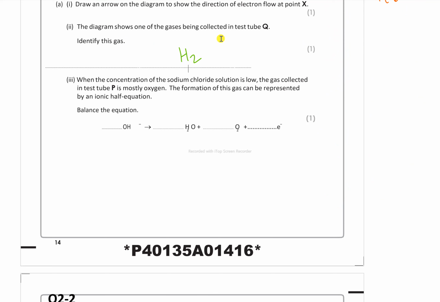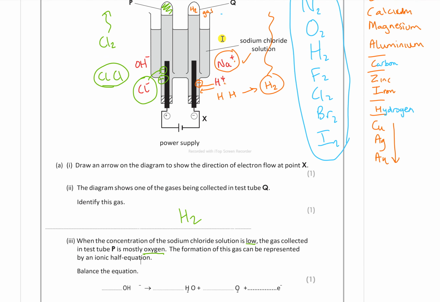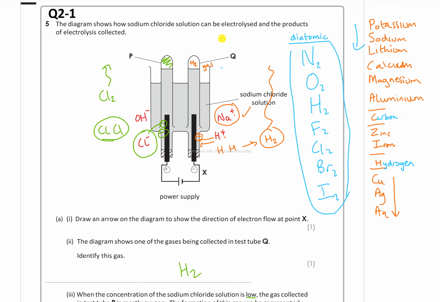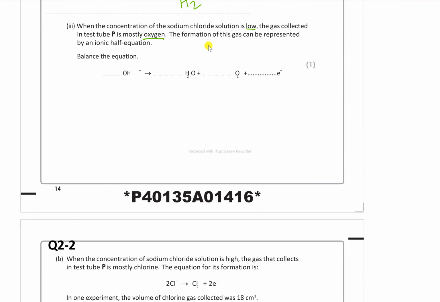Ooh, now we've got to do this. When concentrated sodium chloride solution is low, the gas collected is mostly oxygen. Yes. So again, it's good to know. This is a really good question to keep hold of or learn. So as the concentration of sodium chloride becomes low, you're going to start getting oxygen forming. So you've got your hydroxide ion. Let me get this right. So your hydroxide ion gives water, O2, oxygen, and then you've got electrons.